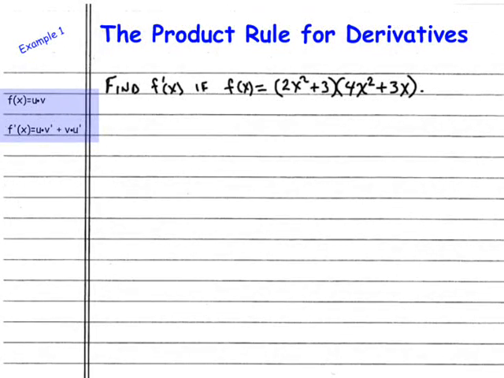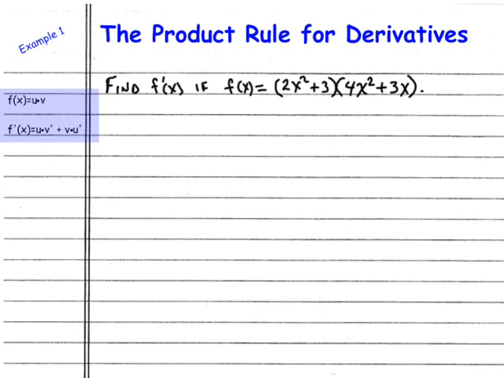Okay, the next example, or the first real example for the product rule of derivatives, is stated as you can see up here at the top of the page. Find f prime of x, the derivative of f, if f of x is equal to the polynomial 2x squared plus 3 times the polynomial 4x squared plus 3x. It's going to be our challenge in the future to recognize when we need to use the product rule, and when we do, what are the functions u and v, or the first function and the second function.